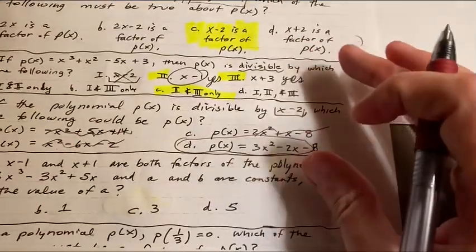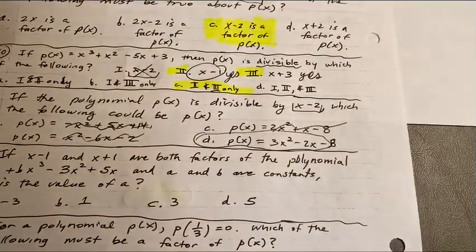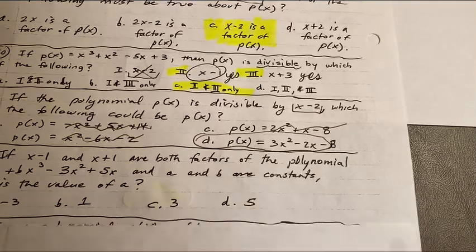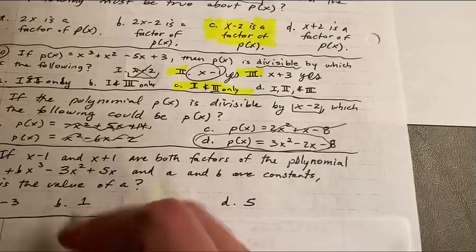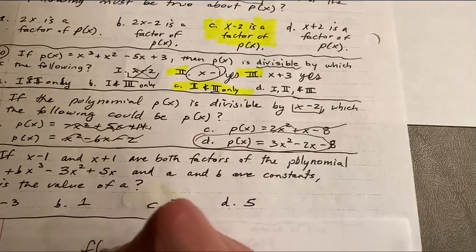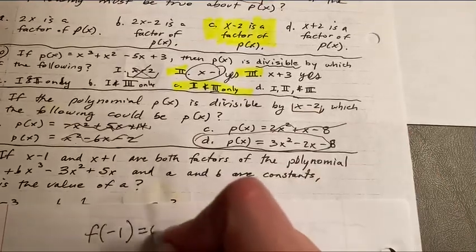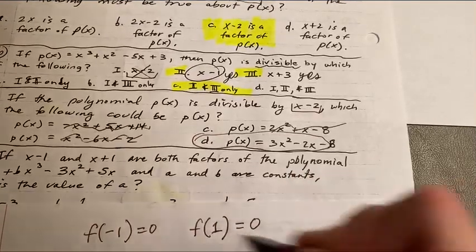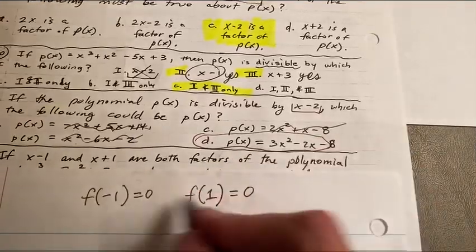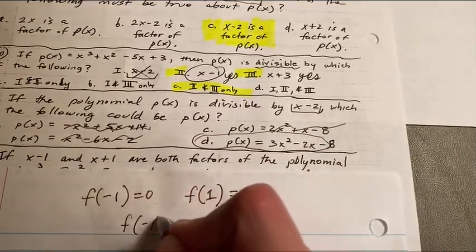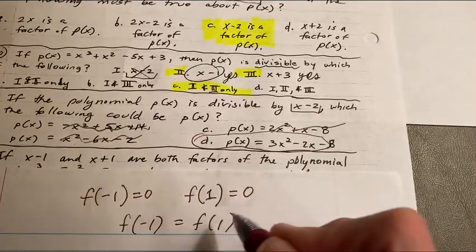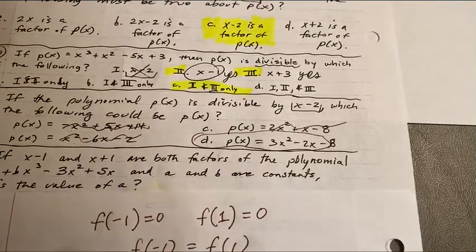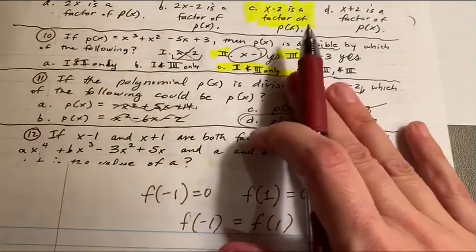12. If x minus 1 and x plus 1 are both factors, then that means if I have a function and I plug in -1, I get 0. And if I have a function and I plug in +1, I get 0. And last time I checked, 0 is equal to 0. So that also means I could set these equal to each other, which would be really sweet. So let's do that.